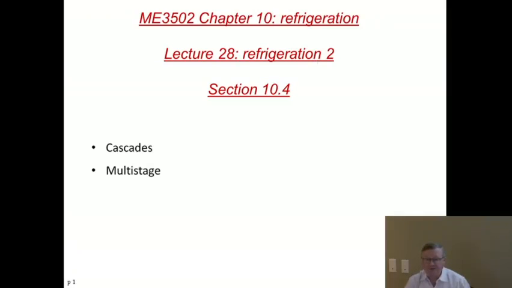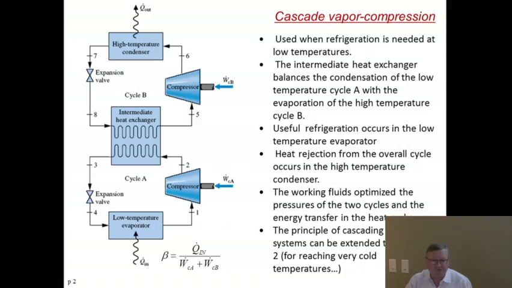All right, well, let's move on to the second lecture on refrigeration, lecture 28, section 10.4 in chapter 10. And we'll talk about cascaded and multi-stage refrigeration systems. Basically, once again, first we gave the general principle of this basic cycle, and now we're going to look at means to improve the efficiency, which in this case means decrease the amount of work one has to put in the compressor to get the same amount of refrigeration.